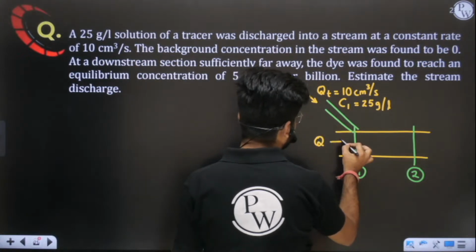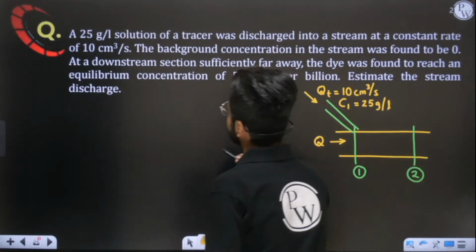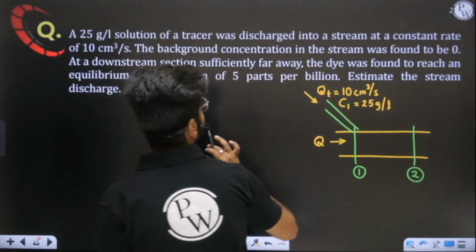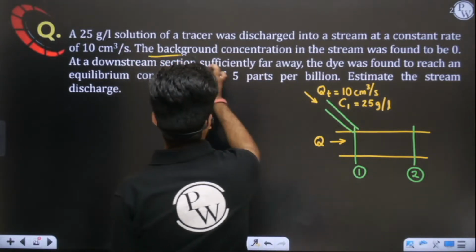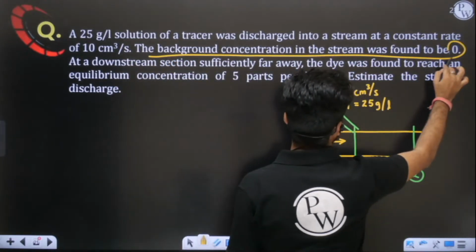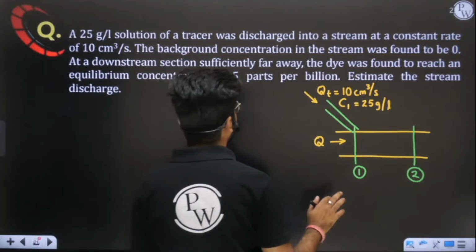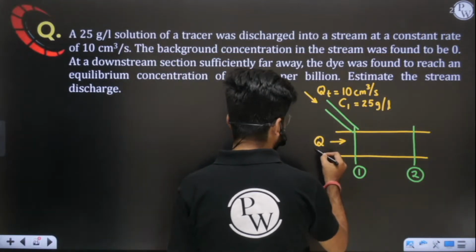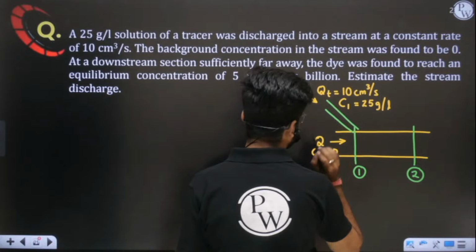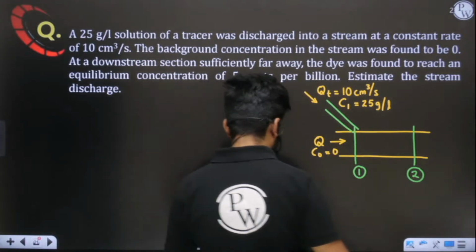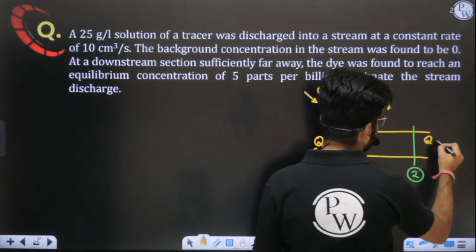Q we have to find. Initially in the river, they are saying the background concentration was found to be 0. Initially there was nothing, no tracer was there, so C naught is 0. Understood. Now here the discharge will be Q plus QT.